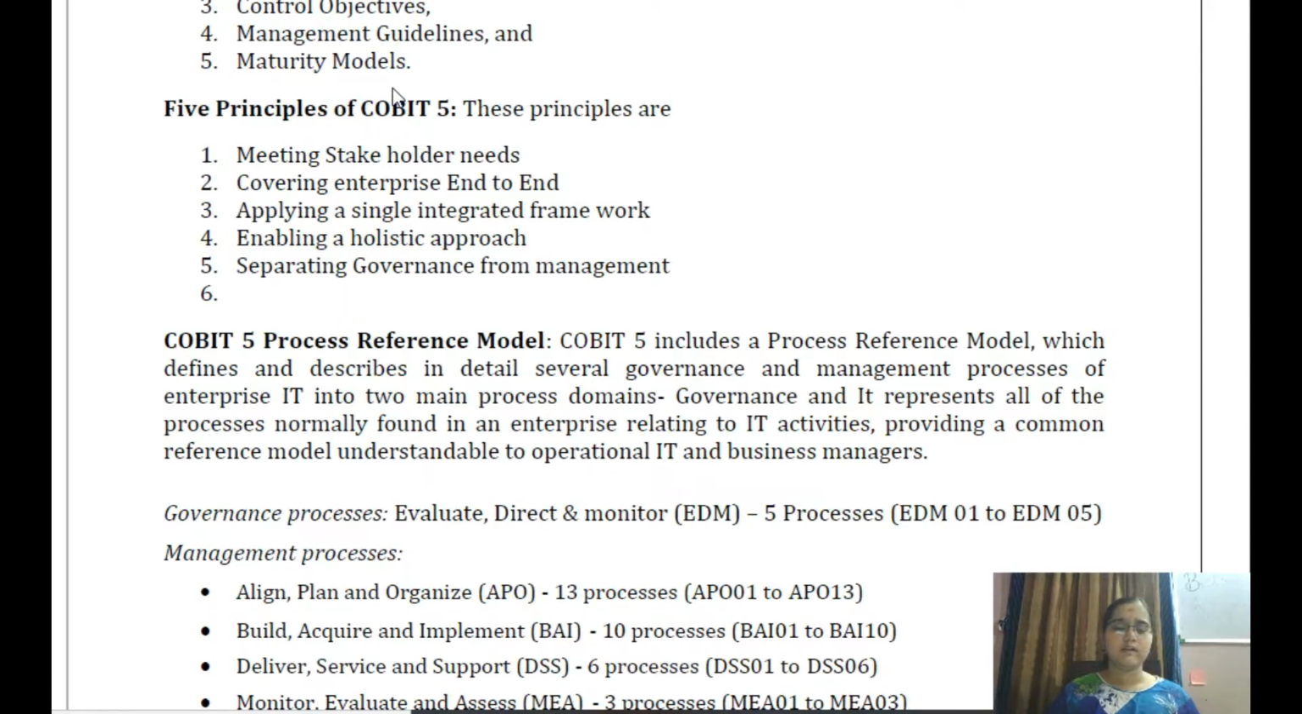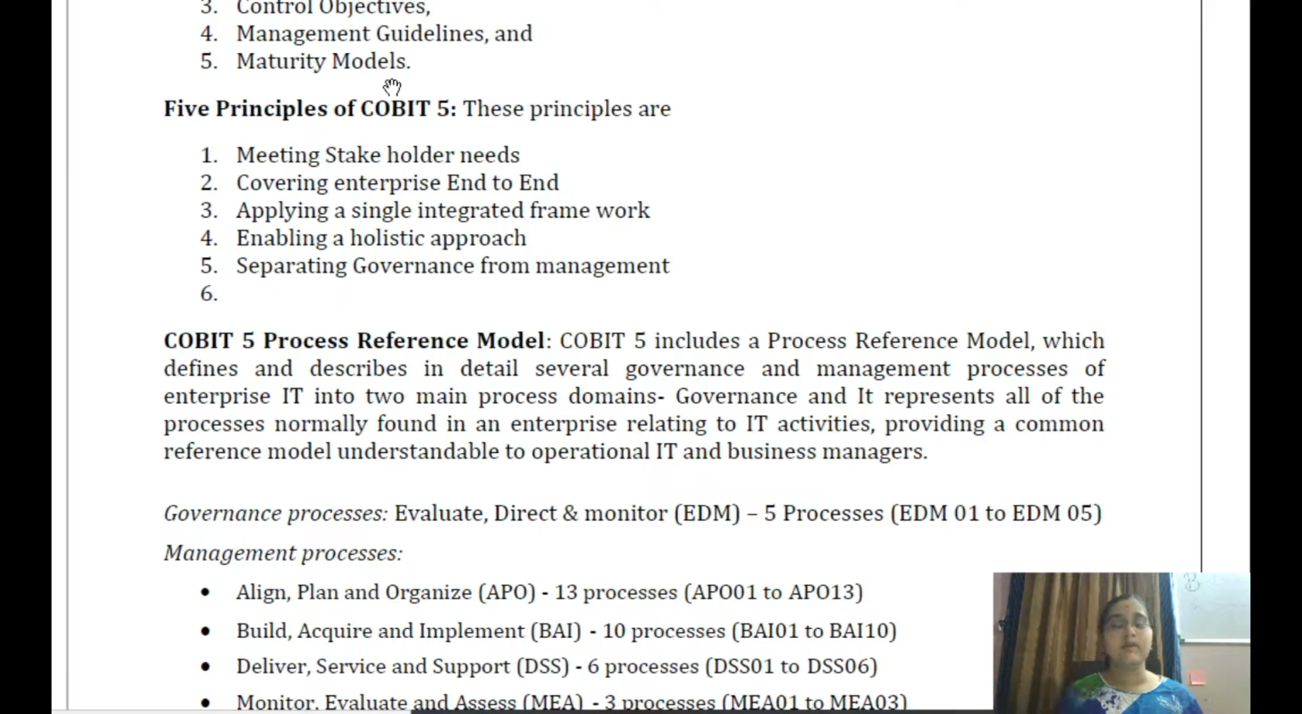What is meeting stakeholder needs? See, COBIT 5 is for governing and management of enterprise IT. That's fine, we know. But it must be available to create value for the stakeholders. How to create value? By maintaining a balance between the realization of the benefits and optimizing the risk and the resource use. So by striking a balance between the resources we are using, the risk we are taking, and the benefits we are getting, it will be able to meet the stakeholders' needs.